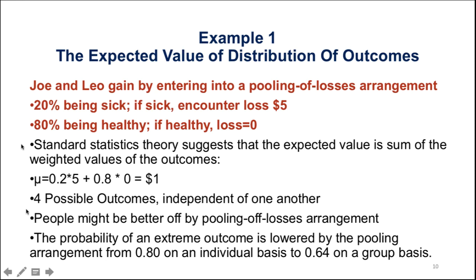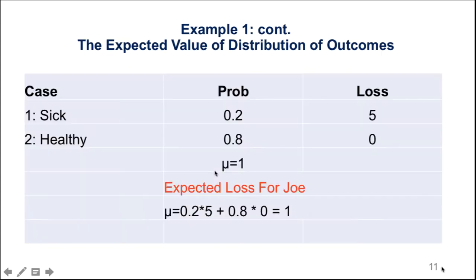Now we are going to look at the 4 possible outcomes, that is 2 outcomes for each of them, so the total of 4 possible outcomes independent of one another. We want to see whether people might be better off by a pooling of losses arrangement. So how can we decrease this variability? The probability of an extreme outcome is lowered by the pooling arrangement. For example, 0.8 on an individual basis becomes 0.8 multiplied by 0.8, which is 0.64 on a group basis, and we will show you step by step.